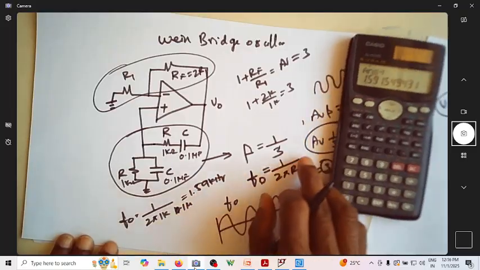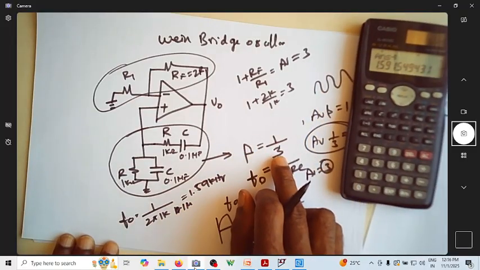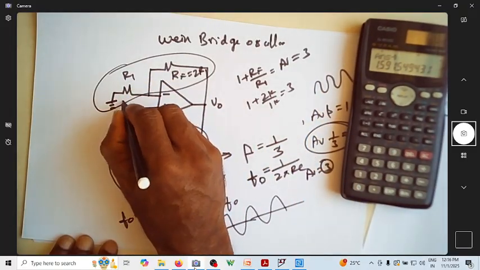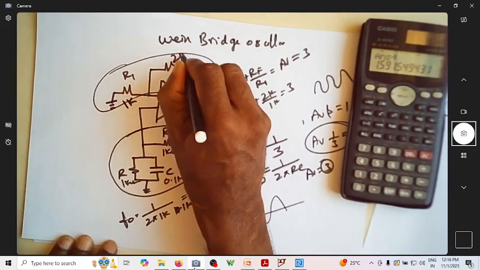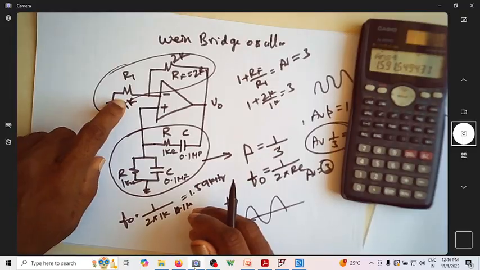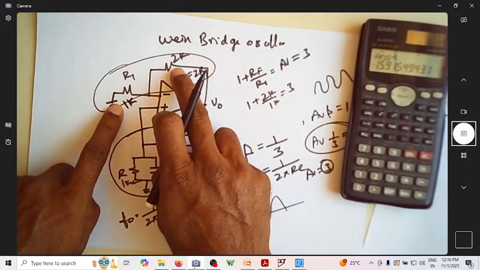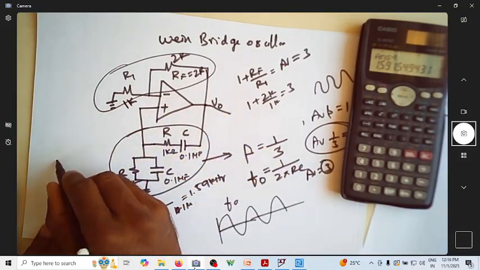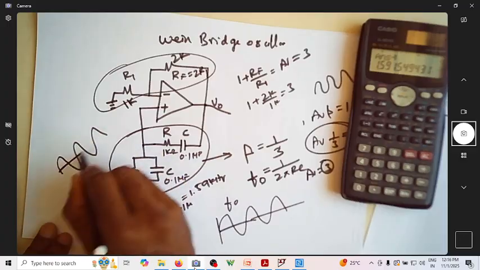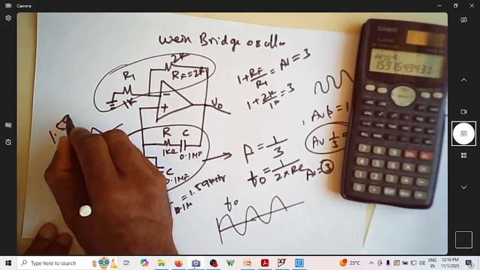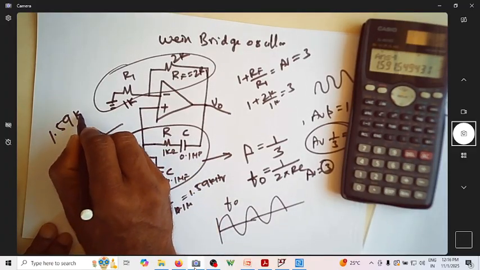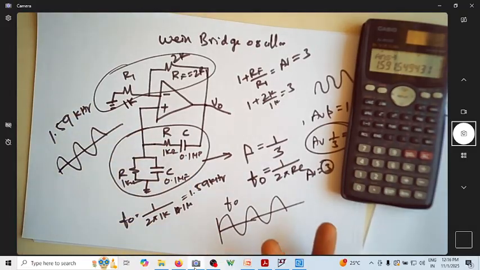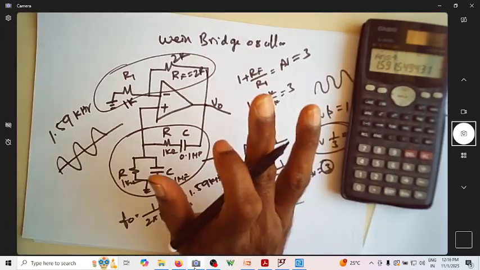At this frequency, this beta is 1 by 3. So make this gain equal to 3. So can I make it 1 kilo ohm and 2 kilo ohm? When I make this 1k, this is 2k. Is the gain 3? Is this beta 1 by 3? Now you'll get the oscillations at a frequency of 1.59 kilohertz. Where is the input given? You have not given any input at all.